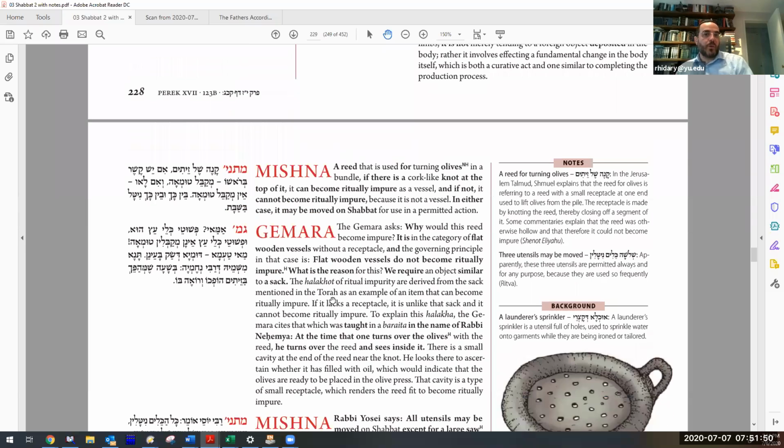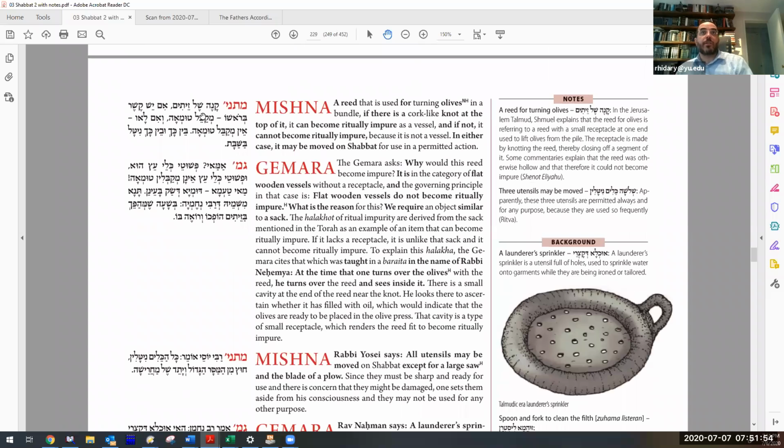Okay. Now we get to the next Mishnah, which speaks about kaneh shel zetim. We have this reed, it's like a stick, and you use it to mix around the olives while you're waiting for them to soften up. And if it has some kind of knot at the end, then it's mikabel tumah, it's considered a utensil. But if not, it's just a straight reed, then it's not mikabel tumah. So that's the law regarding Tumah.